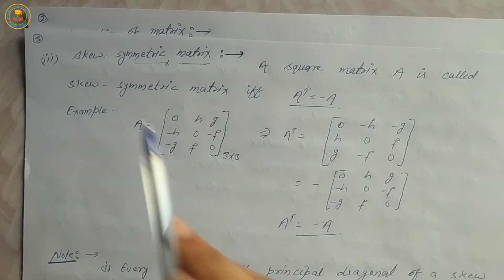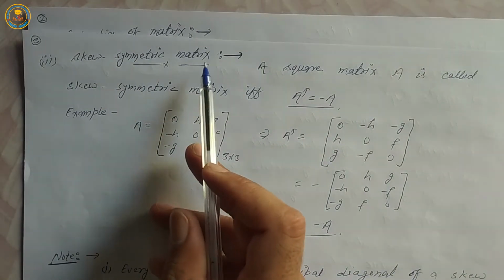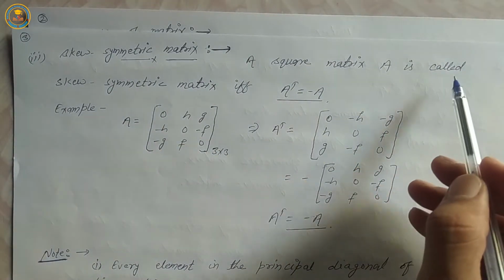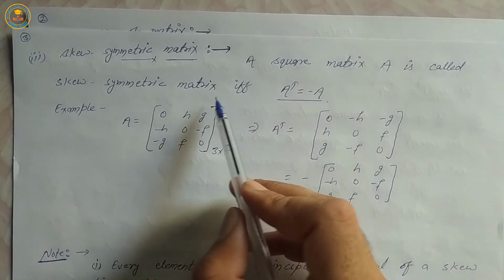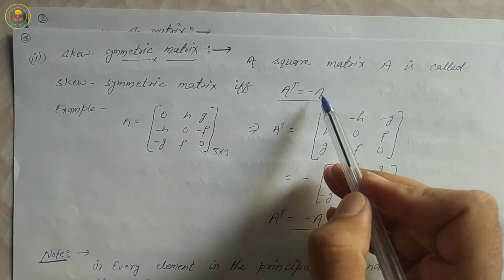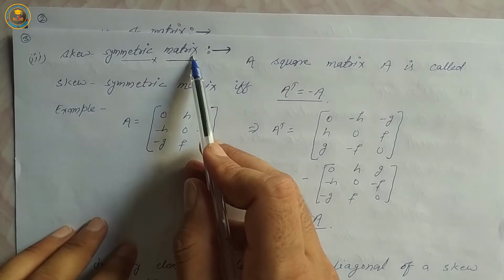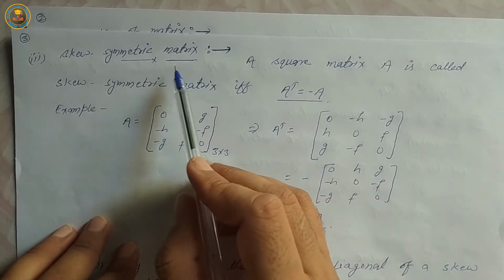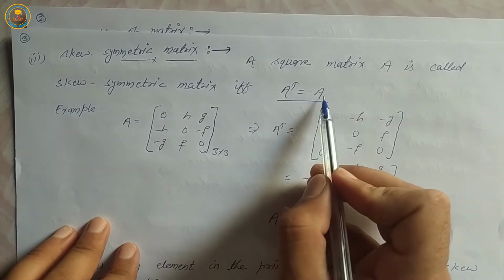Next point is the skew symmetric matrix. A square matrix A is called a skew symmetric matrix if and only if A^T is equal to minus A. In a symmetric matrix, A is equal to A^T, but in a skew symmetric matrix, A^T is equal to minus A.